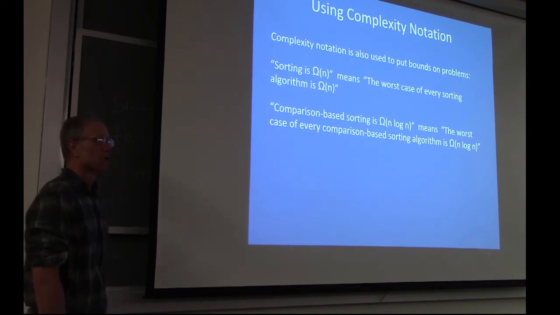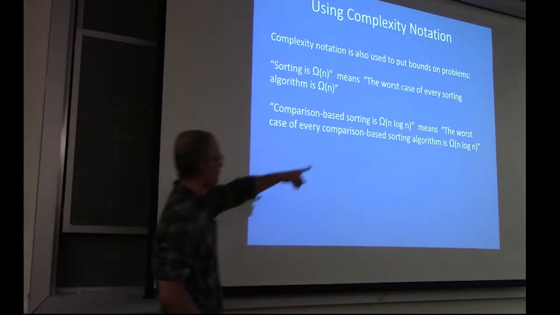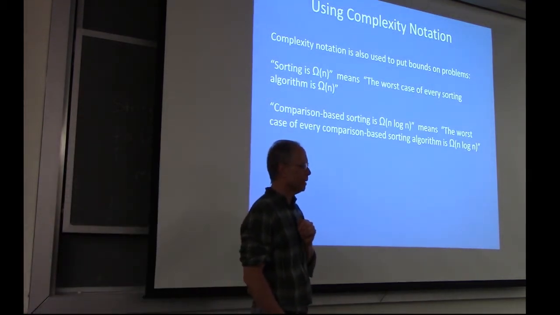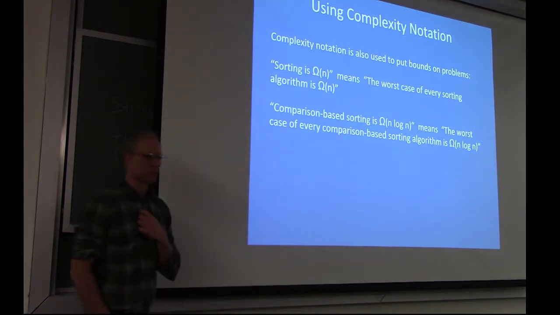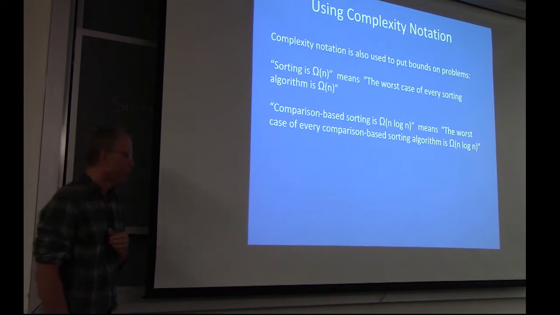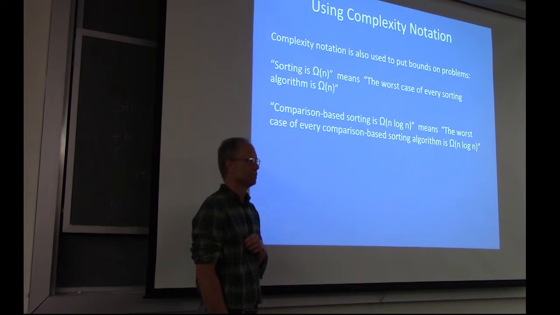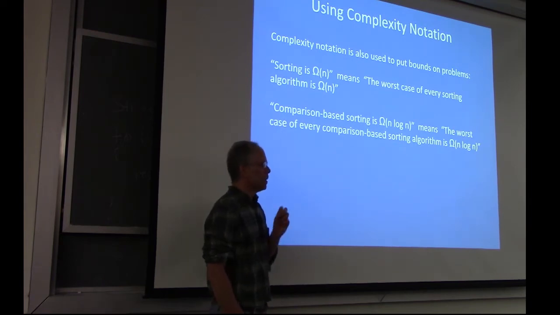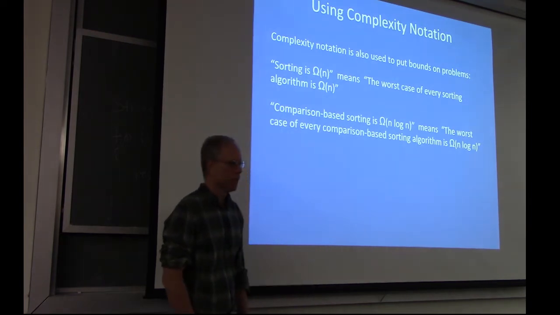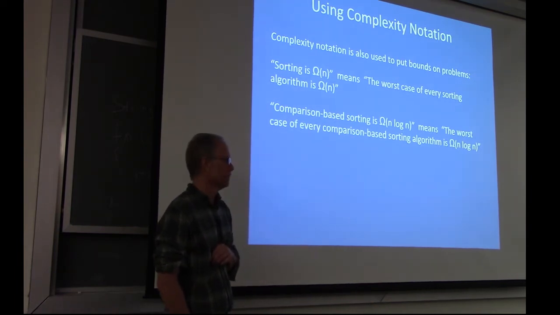So think about insertion sort. What's the worst case of insertion sort? N squared. Is that omega of n log n? Okay. What about merge sort? What's the worst case of merge sort? N log n. You cannot make a comparison-based sorting algorithm that will do better than n log n for running time for the worst case.